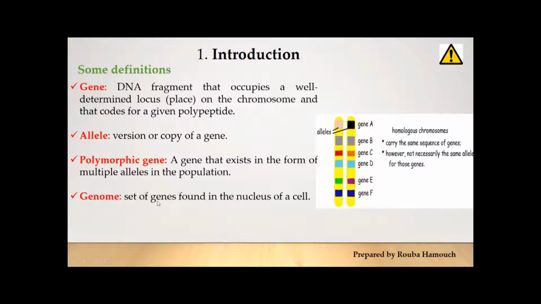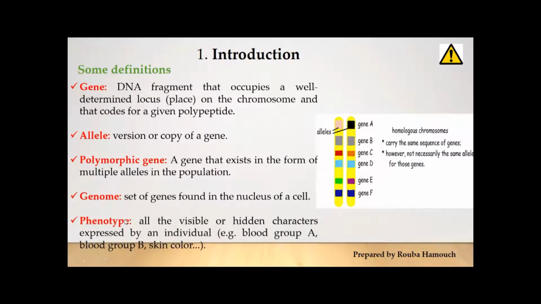What is genome? Genome is the whole set of genes found in the nucleus of a cell. So it's the whole set of genes carried by the 46 chromosomes in the nucleus of a human cell, for example. Phenotype, as you know, is all the visible or hidden characters expressed by an individual. Like I have said before, for example, the blood group A, blood group B, the skin color, the hair color, the eye color, etc. So you have to study these definitions.